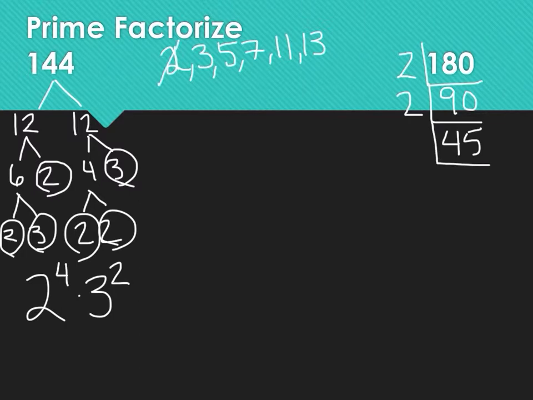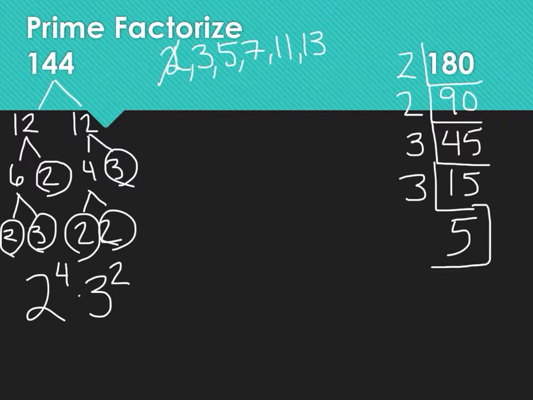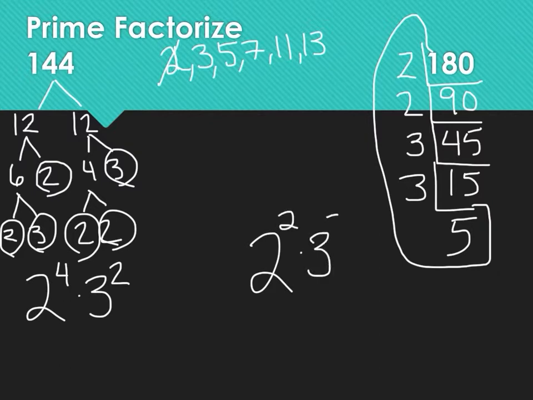3's, it can divide by 3. If you remember the quick way to figuring out if a number can be divided by 3, add the digits of the number. 4 plus 5 is 9. You can divide 9 by 3, so you can divide 45 by 3. Alright, that is 15. I can divide that by 3 as well. That is 5, and that is a prime number, so that means I'm done. So that's 2 to the second power times 3 to the second power times 5.